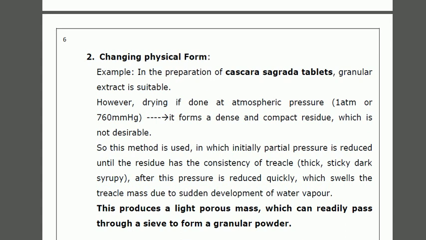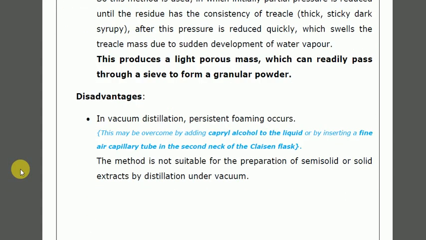When it comes out, it will get swollen up and form a light porous mass. Now what is the meaning of porous? Porous means a light mass, in the sense that there would be void space. That is known as porous, having large void spaces, which is essential for granules.